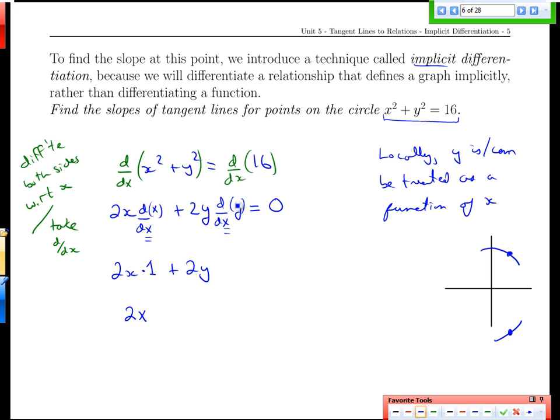These are two totally different variables. Y is a height, x is a left to right value in this diagram. Y changes, and it'll change in some unpredictable way with respect to x. So we'd have to leave it as dy dx. Dx dx is just one. Dy dx is actually the slope we're looking for.